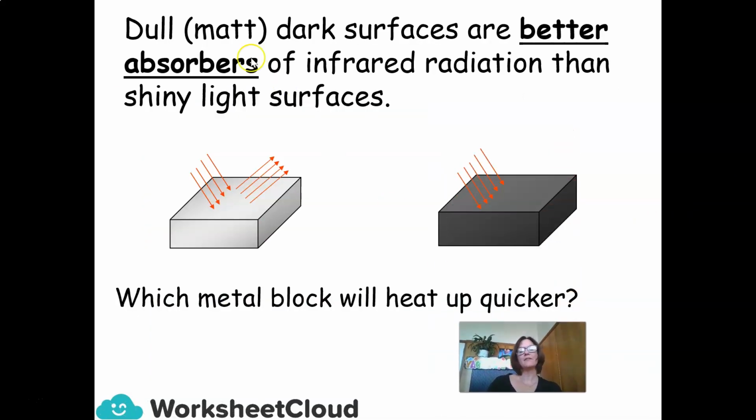Right, so over here we have a very dull, matte, dark surface on this block, and here we have a much lighter surface. And basically you would have done experiments in class to try and determine which ones were better absorbers of heat, the dark or the light, or reflectors of heat, the dark or the light, or which one emitted heat more. Okay, so generally the dull or the matte dark surfaces are better absorbers of infrared radiation than the shinier lighter surfaces. Okay, so obviously the darker block will heat up much faster than the lighter block.